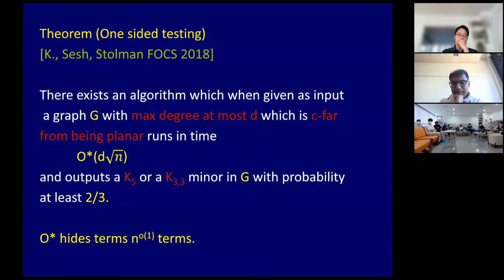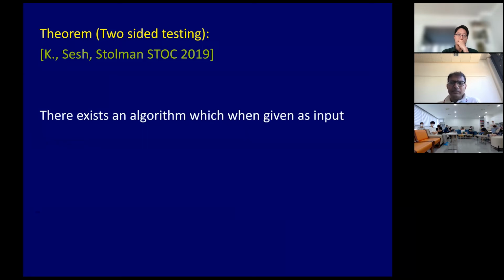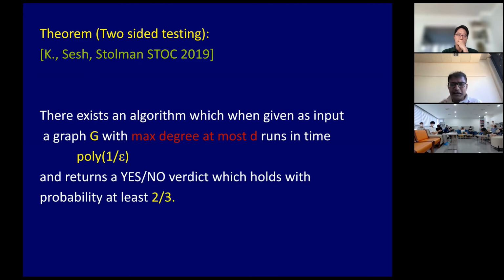And now let me also tell you our theorem for the two-sided variant. Again, essentially the same statement: you have an algorithm that does the job. You have an algorithm which, on input a bounded degree graph G, runs in time polynomial in 1 over epsilon, and it outputs the correct yes/no verdict. So it says yes if your graph is planar, and it says no if your graph is sufficiently not planar. And the verdict is correct with probability at least 2/3.